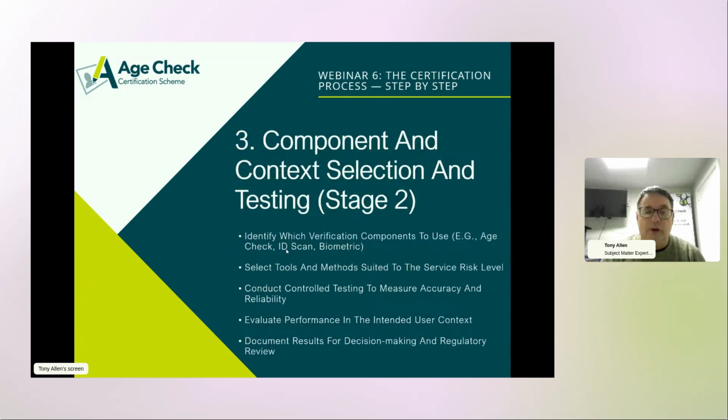We also do the component and context selection at this stage as well. So this is where we look at which components there are. So your system may well do age verification, ID scan, biometrics. It may do age estimation. It may do age inference. It may do email lookup. It may do credit. There's a plethora of things it could do. And what we will do is we will work on selecting the test tools for that and control that.